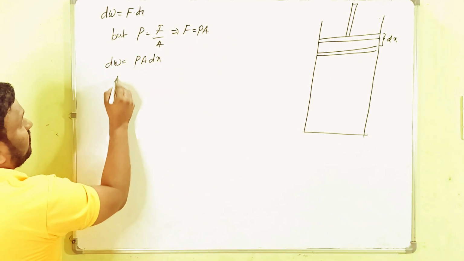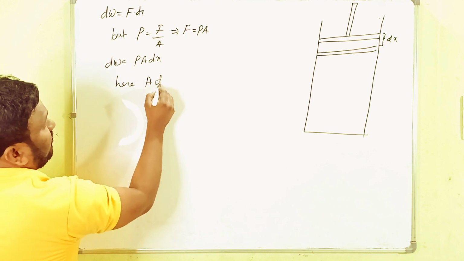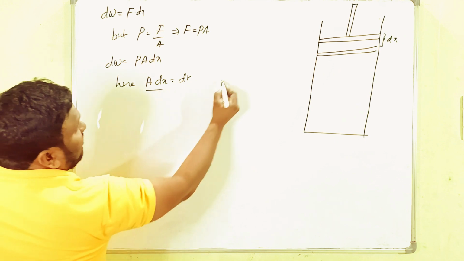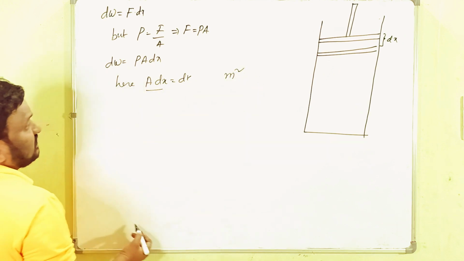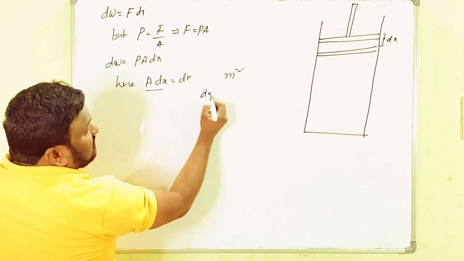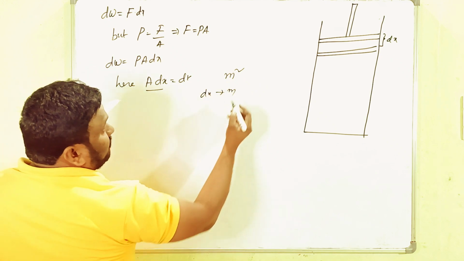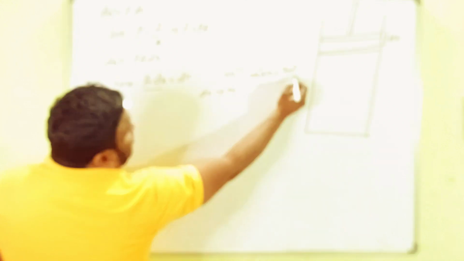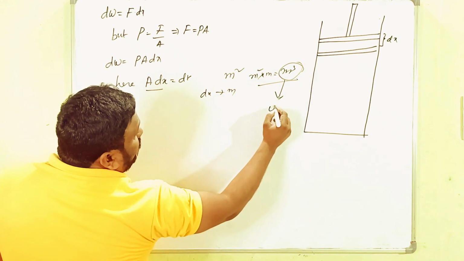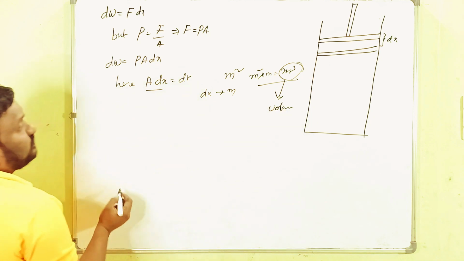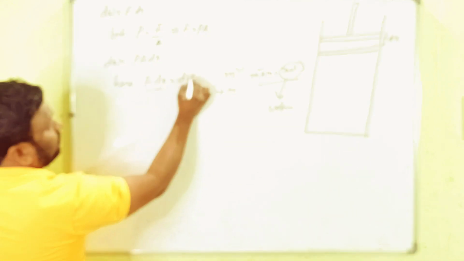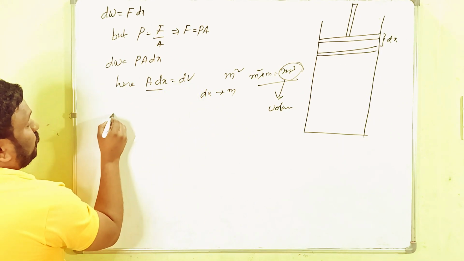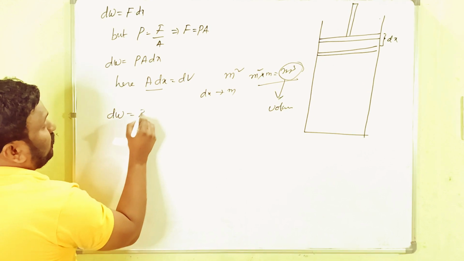So dear students, here A into dx can be taken as the change in volume. A is area, its unit is meter square. And dx is displacement, its unit is meter. Then meter square into meter, we get meter cube, which is the unit of volume. So simply we write here A into dx as dV. That's why you can write dW equals P dV.